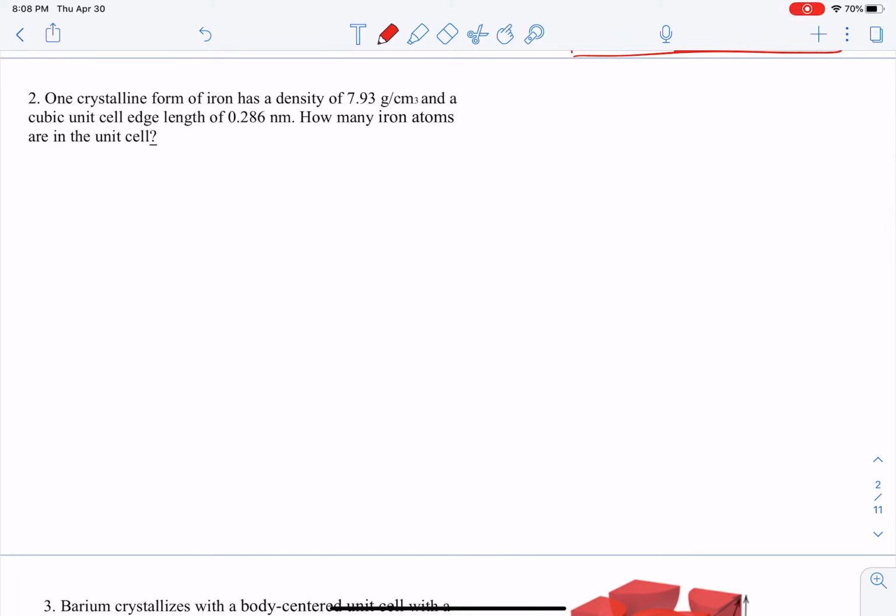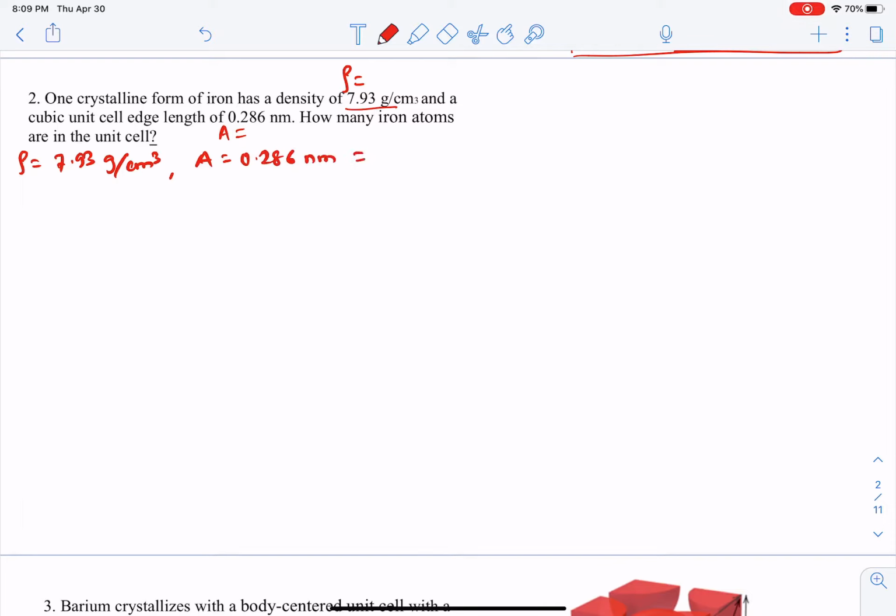Okay, now we'll read. It said one crystalline form of iron has density, again you know the density, that's rho, and a cubic unit cell length of 0.286 nanometers. So that's the A, the side length. How many iron atoms are in the unit cell? So you have to find the number of atoms in the unit cell. We'll note down what information we have. So we have rho equal to 7.93 grams per centimeter cube. We have the side length as 0.286 nanometer.